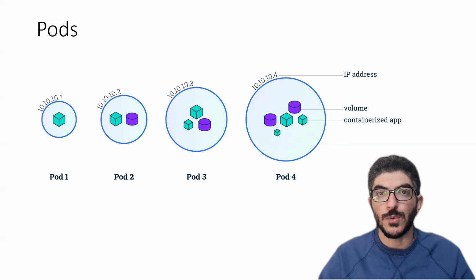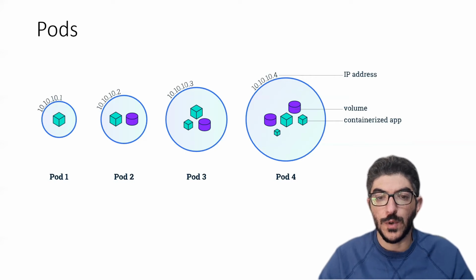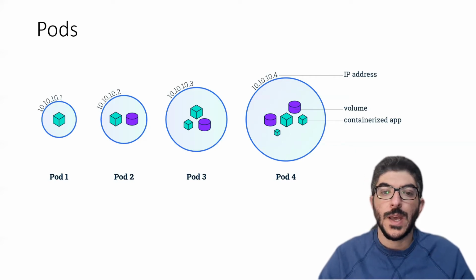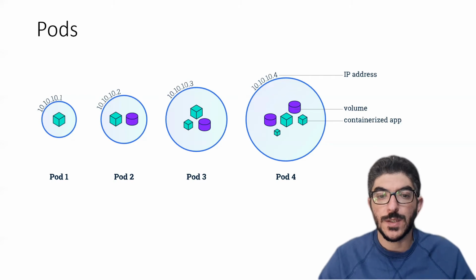A good example would be if I have a web application, that's 1 container, that writes log to the volume, and another container that reads these logs and ships it to a database outside.